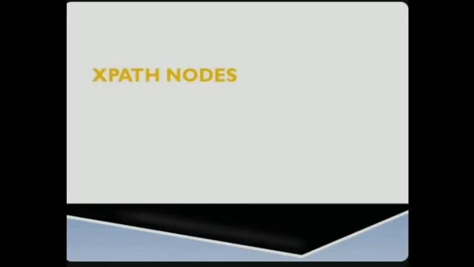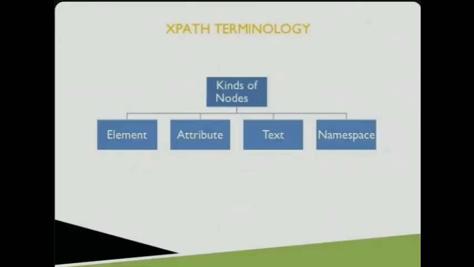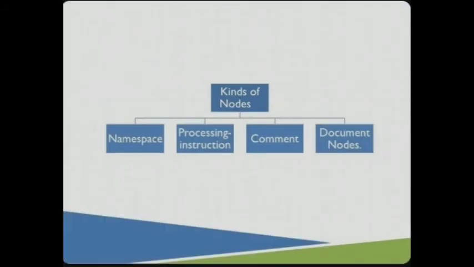The next topic is XPath nodes. What are the nodes in XPath? The first one is element, and then attribute, text, and namespace. These are the kinds of nodes in XPath terminology. The other kinds of nodes are processing instructions, comments and document nodes. So these are the different kinds of nodes in XPath terminology.